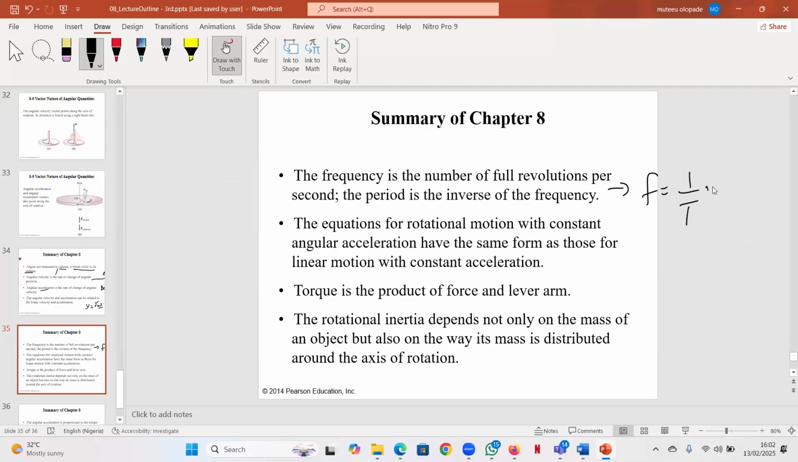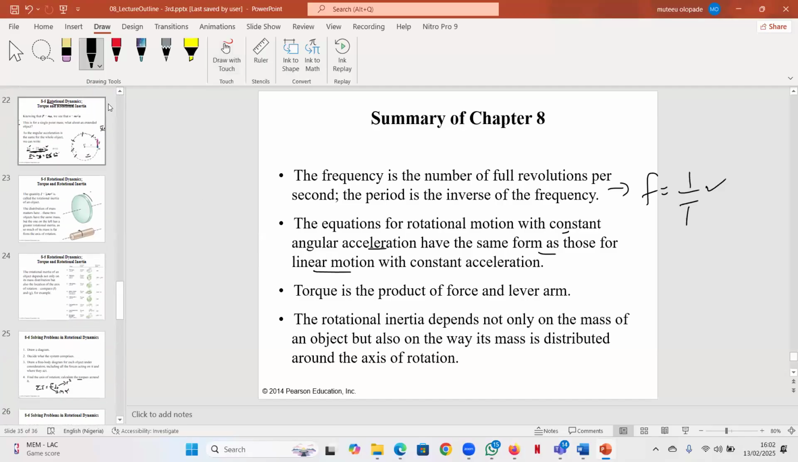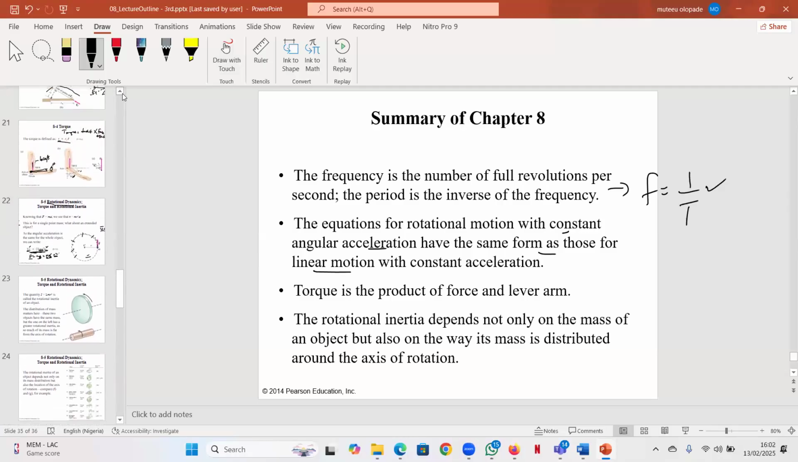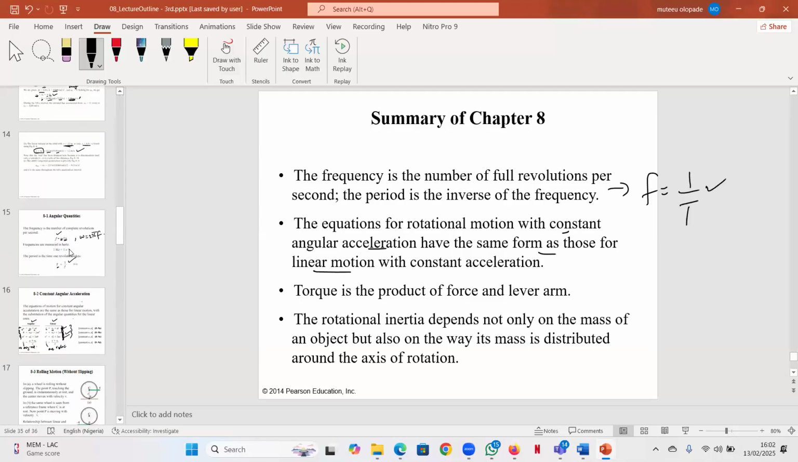It's related to it by this. This is what you have. So the equations for rotational motion with constant angular acceleration have the same form as those for linear motion. They have the same form as linear motion, and that was the relationship I showed you earlier.